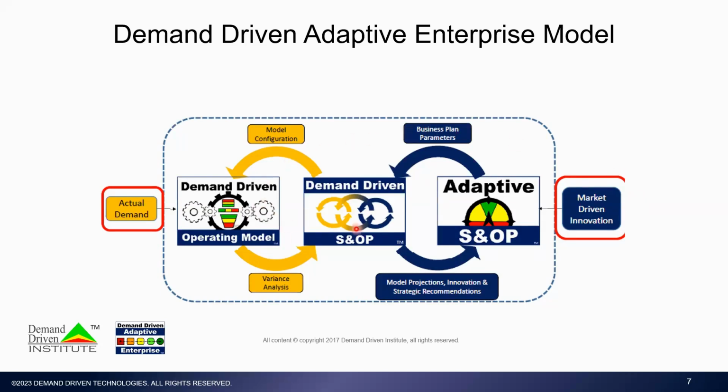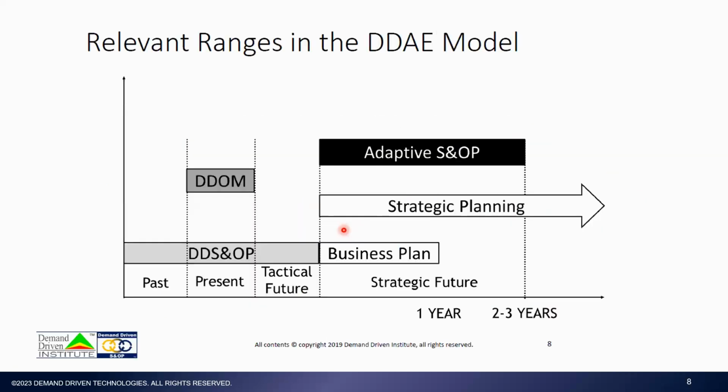You want to stay within a relevant range where it's useful and valuable from the standpoint of what they're calling a tactical future. Adaptive S&OP is that longer range horizon. That's really not the topic for today's discussion. We're going to concentrate on how we can work in this frame to build more and more resilience and agility into our operating model.